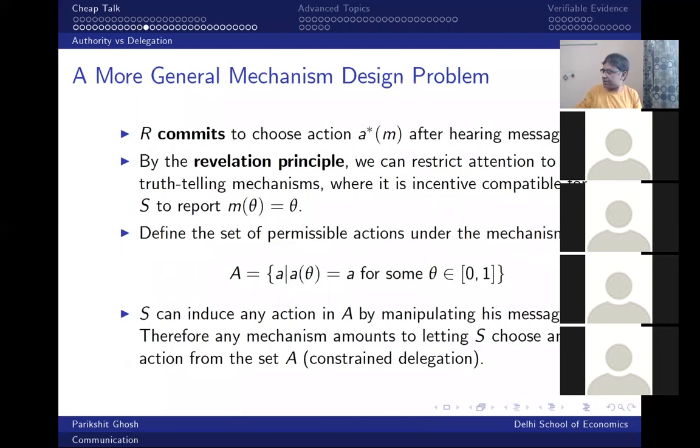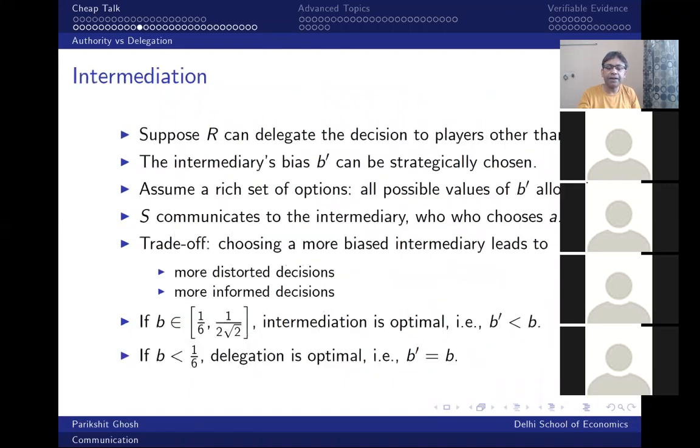Is that clear, what I just said? I'm not going to show you the proof of this. I mean, if anybody's interested, we can go through that later. Again, there's a trade-off. If you choose a B prime, which is far away from 0, that means you're tolerating a lot of distorted decision-making, right?